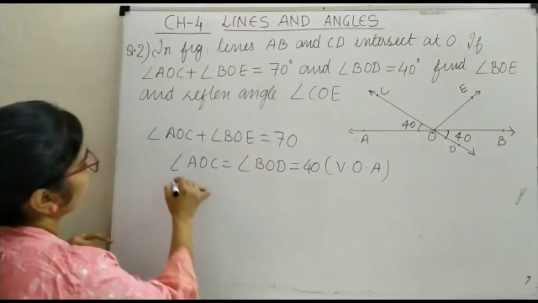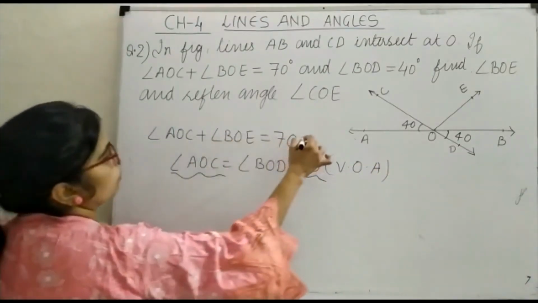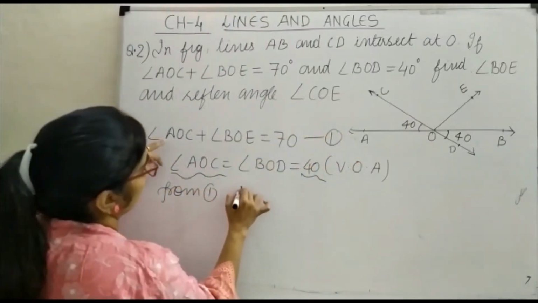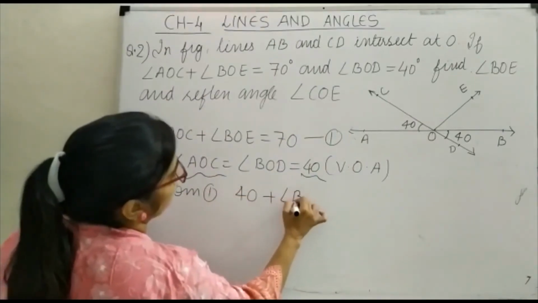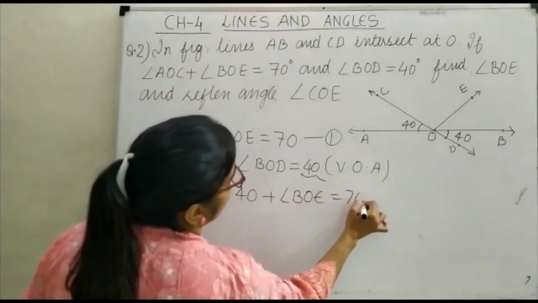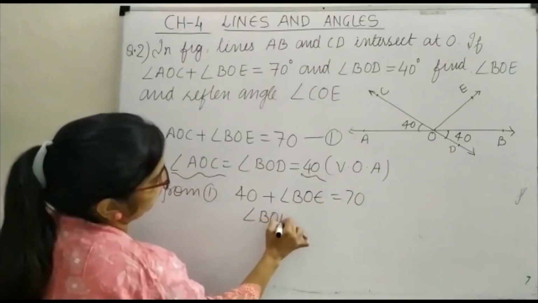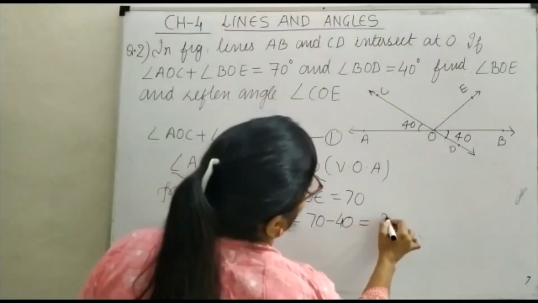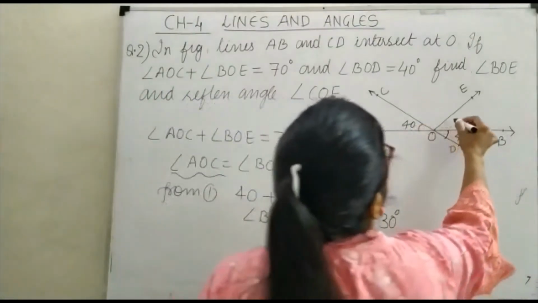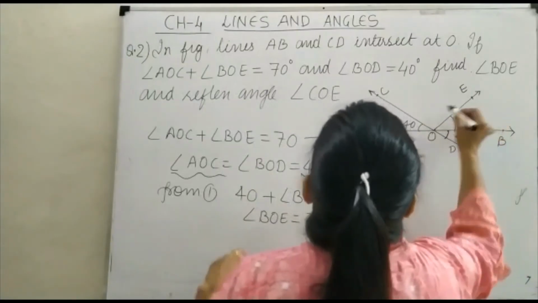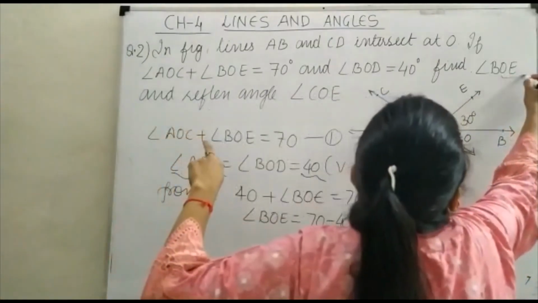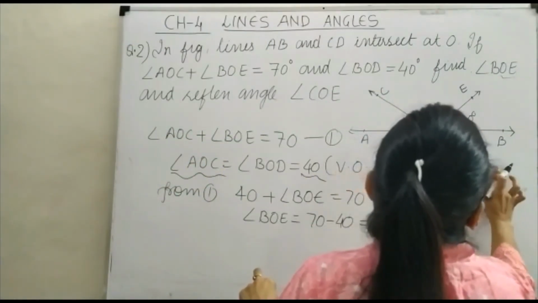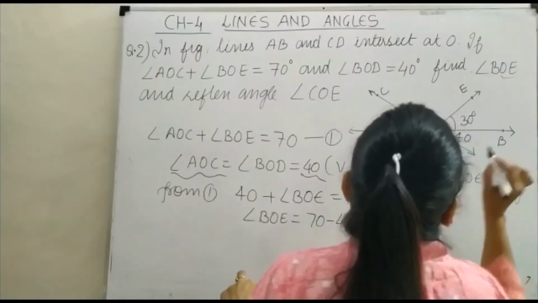Now you keep the value of AOC as 40 in this equation, right? From 1 you can keep here 40 plus angle BOE is equal to 70 और यहाँ से आपका angle BOE कितना आ जाएगा, 70 minus 40, that is equal to 30 degree. So you got this value as 30 degree. We were supposed to work out angle BOE. आप यहाँ पे भी लिख सकते हैं, that is angle BOE is equal to 30 degree. This is 30 degree, right?